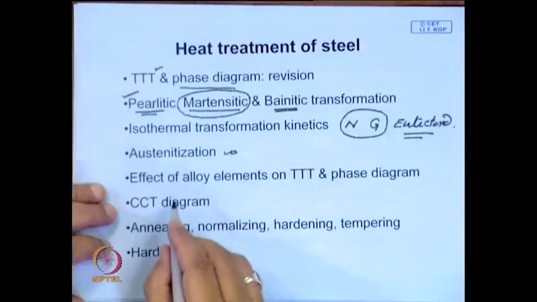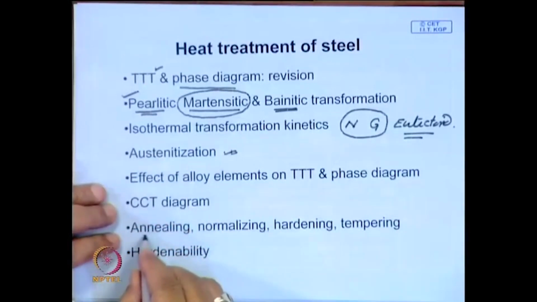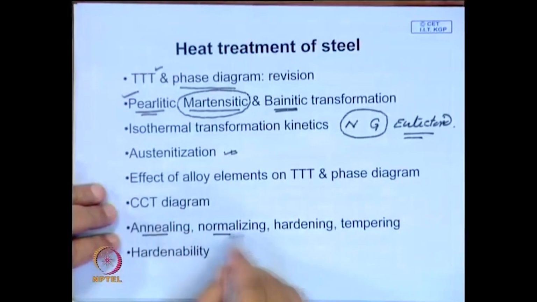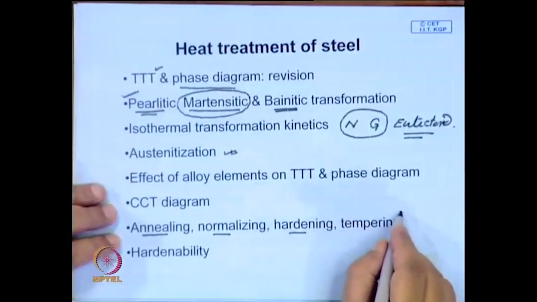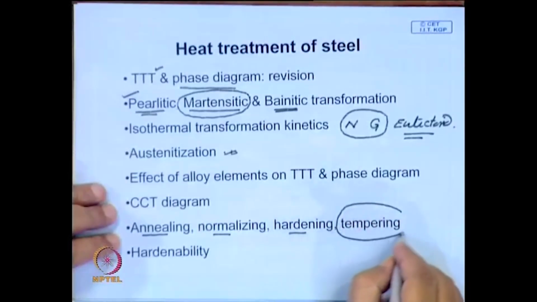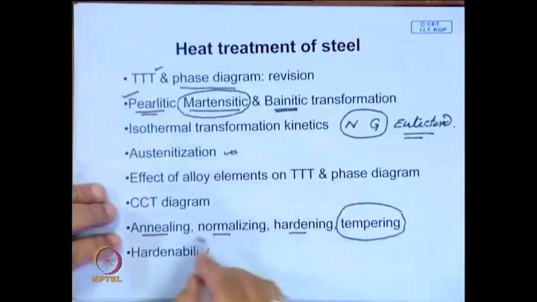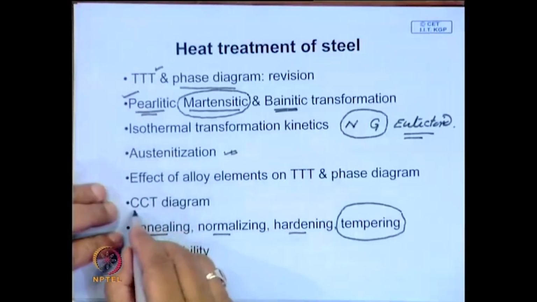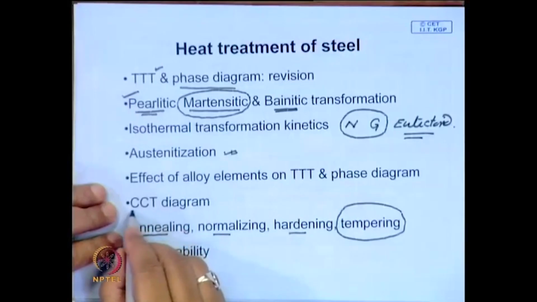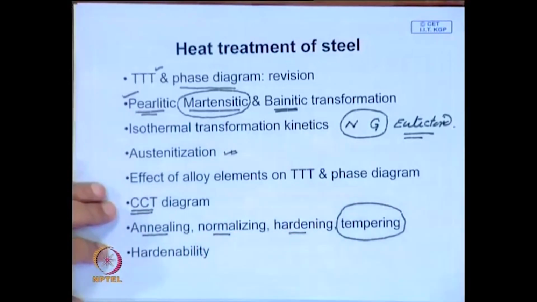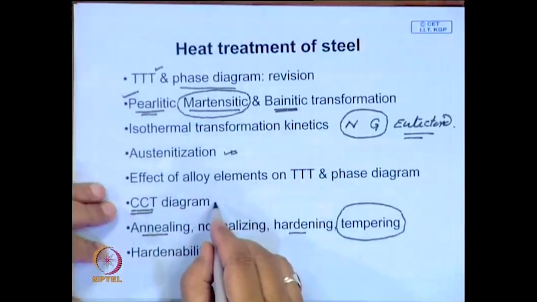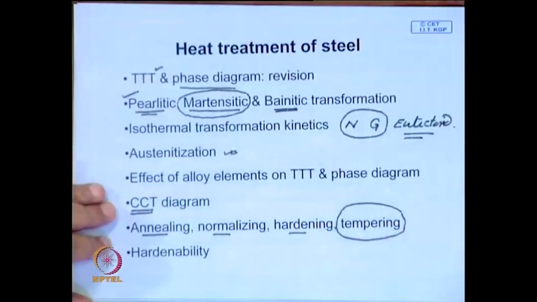And today we will also look at some of the common commercial heat treatments: annealing, normalizing, hardening, and we will also see that all hardened structures are given a subsequent heat treatment called tempering. To know these commercial heat treatments, it is also necessary to know about a diagram called the continuous cooling diagram, because in most commercial heat treatment processes transformation will not take place at a constant temperature; you will be cooling the sample continuously.